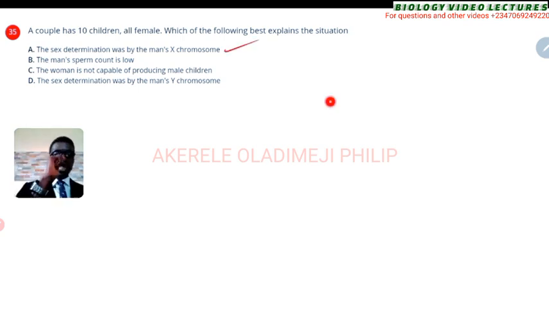Now, when I say it's not the woman's fault, it doesn't mean it's the man's fault too. The only thing is that it is the man that produces sperm, some of which will carry X chromosomes, while others will carry Y chromosomes. But it doesn't mean the man deliberately knows which sperm cell is carrying the X or the Y chromosome. He doesn't know. It's nobody's fault. But the point is, it is from the body of the man that the determination of the sex of a child is made, really. That's the truth of the matter.